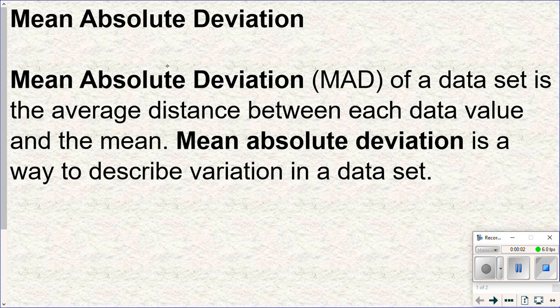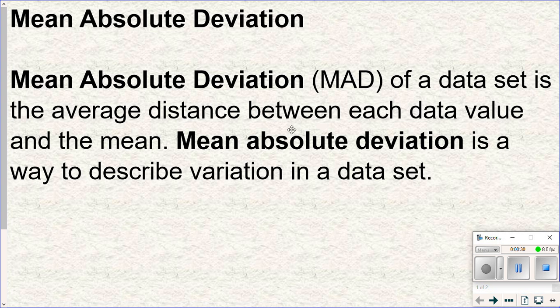This lesson is on what's called mean absolute deviation, and that sometimes is abbreviated as MAD. So the mean absolute deviation of a data set is the average distance between each data value and the mean, or the average of that data set. So how far each data value is away from the mean, and it's the average of that.